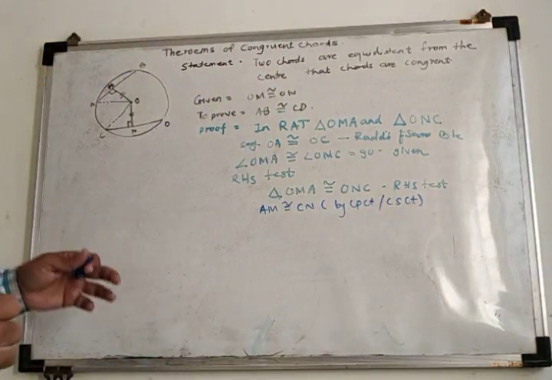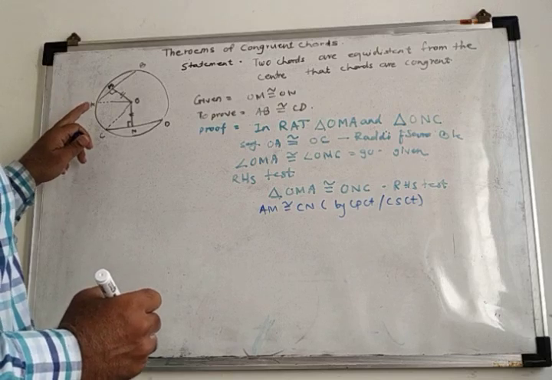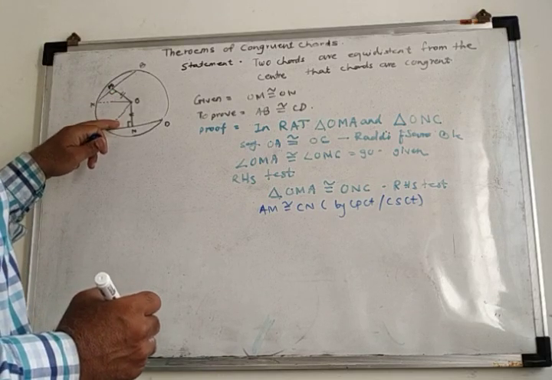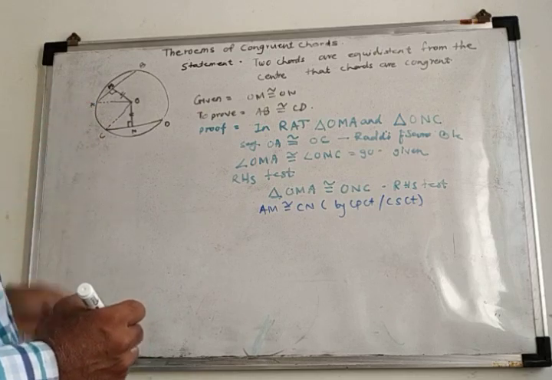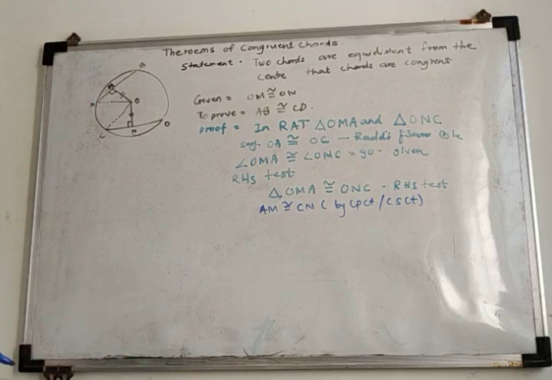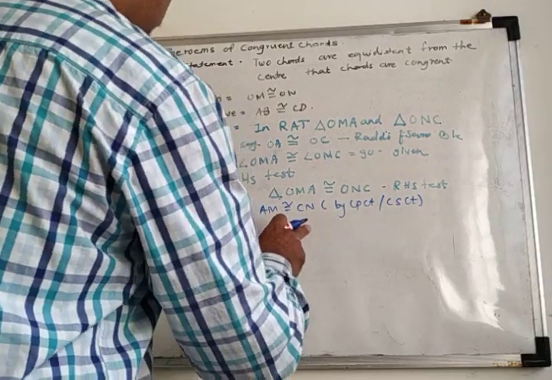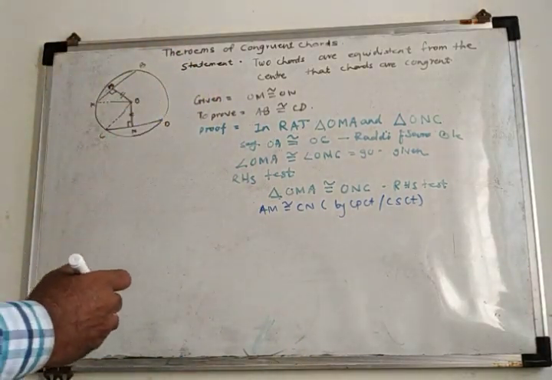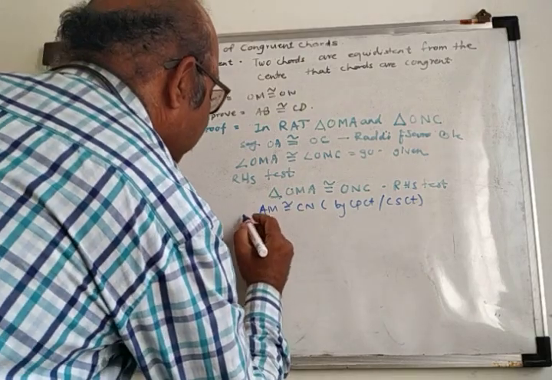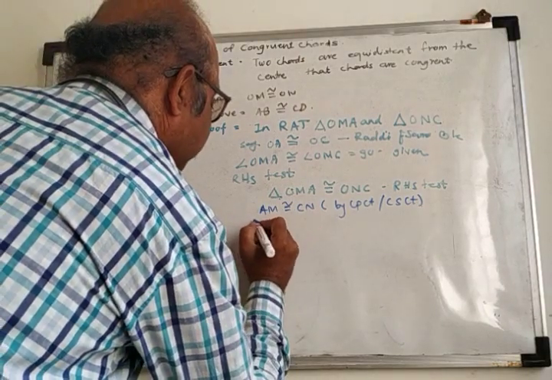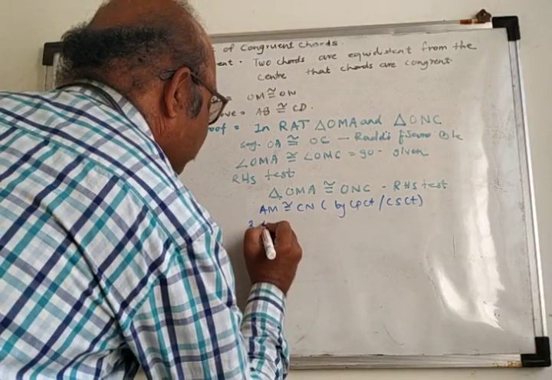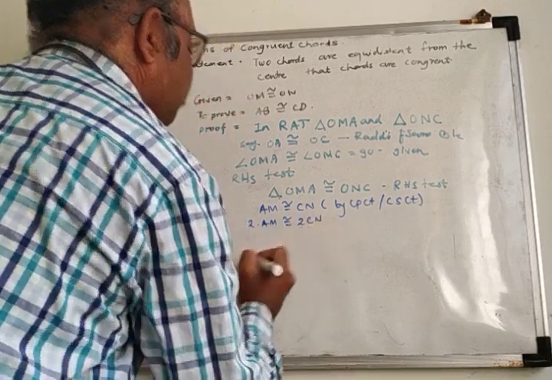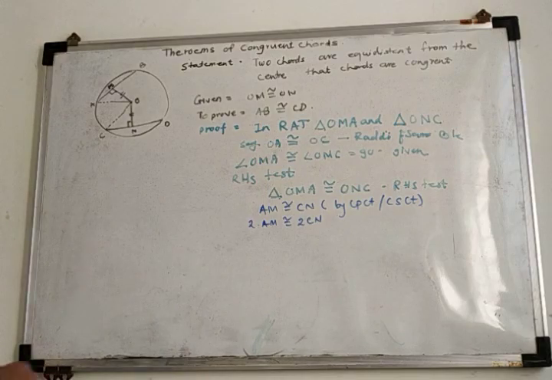Once we show that two triangles are congruent, then we can show the other parameters also. You see that AM is congruent to CN, but we have to show that AB is congruent to CD. So we just multiply this equation by 2 on both sides. Again, that is Euclid's postulate. So twice AM is congruent to twice CN.